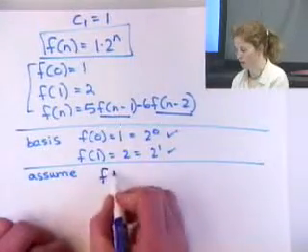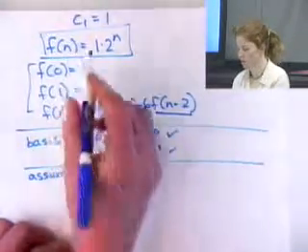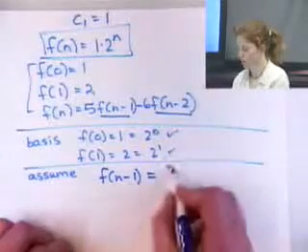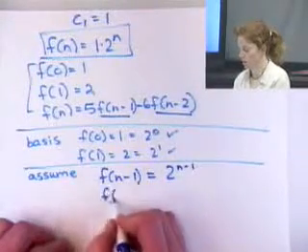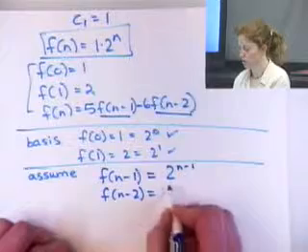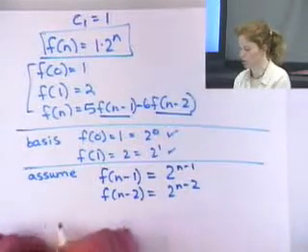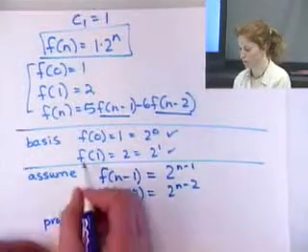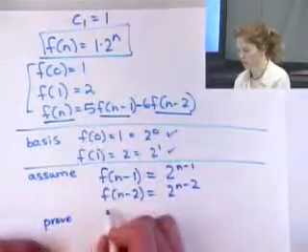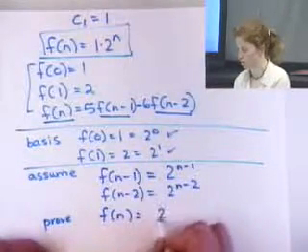So I'm going to put f of n minus 1 here, and I'm going to use the closed form formula. So that's 2 to the n minus 1. And f of n minus 2 is equal to 2 to the n minus 2. And I have to prove that the left-hand side of my recursion, that's f of n, has the closed form also.